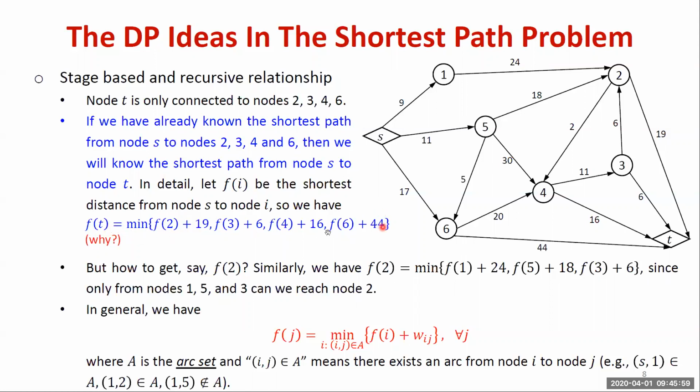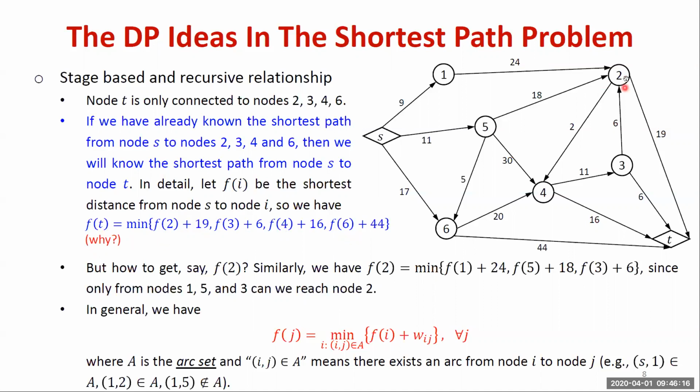Clear? This is very important. Please spend some time to understand this. Okay, now continue. In other words, if I know F2, F3, F4, and F6, then I know Ft. Great. The question is, how would you know F2, F3, F4, and F6?